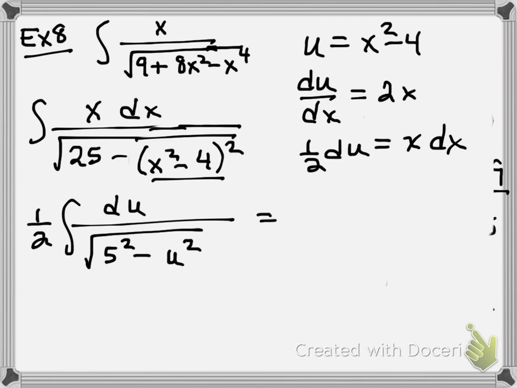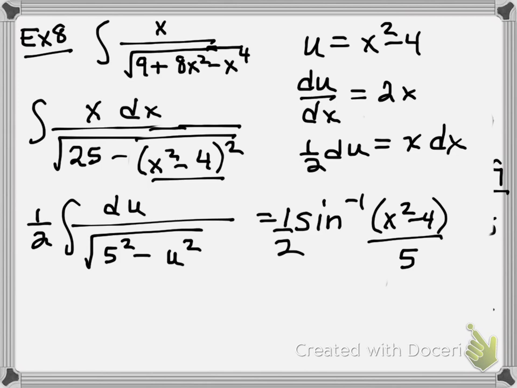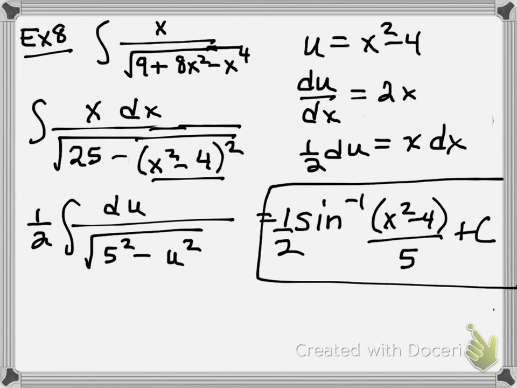Alright, so now I can use my inverse sine integration formula, because it says a squared minus u squared, and that integration is inverse sine of u over a. And my u is x squared minus 4, my a is a 5, and I had a 1/2 out front, and then I would have to put a plus c on that. And then that is your answer.